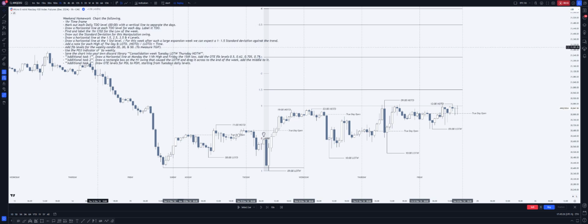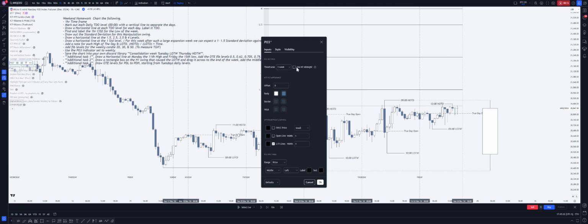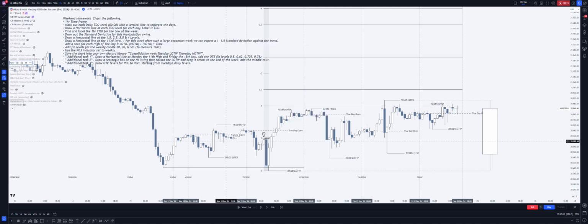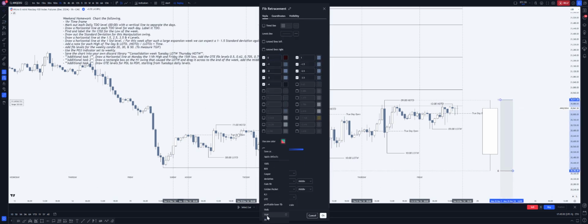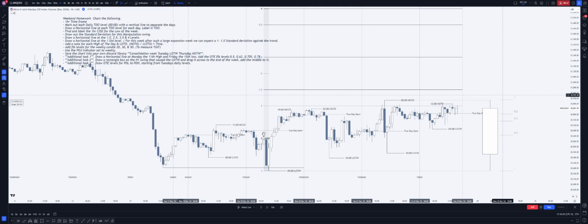Okay, add a fib level for the weekly candle. So we're going to turn on our PO3 indicator. Make sure that's set to 1 week. And using our fib, we'll grab our TGIF template. And that needs to be the other way, reversed. So another week where price hasn't given us the 20 or 30% retracement.